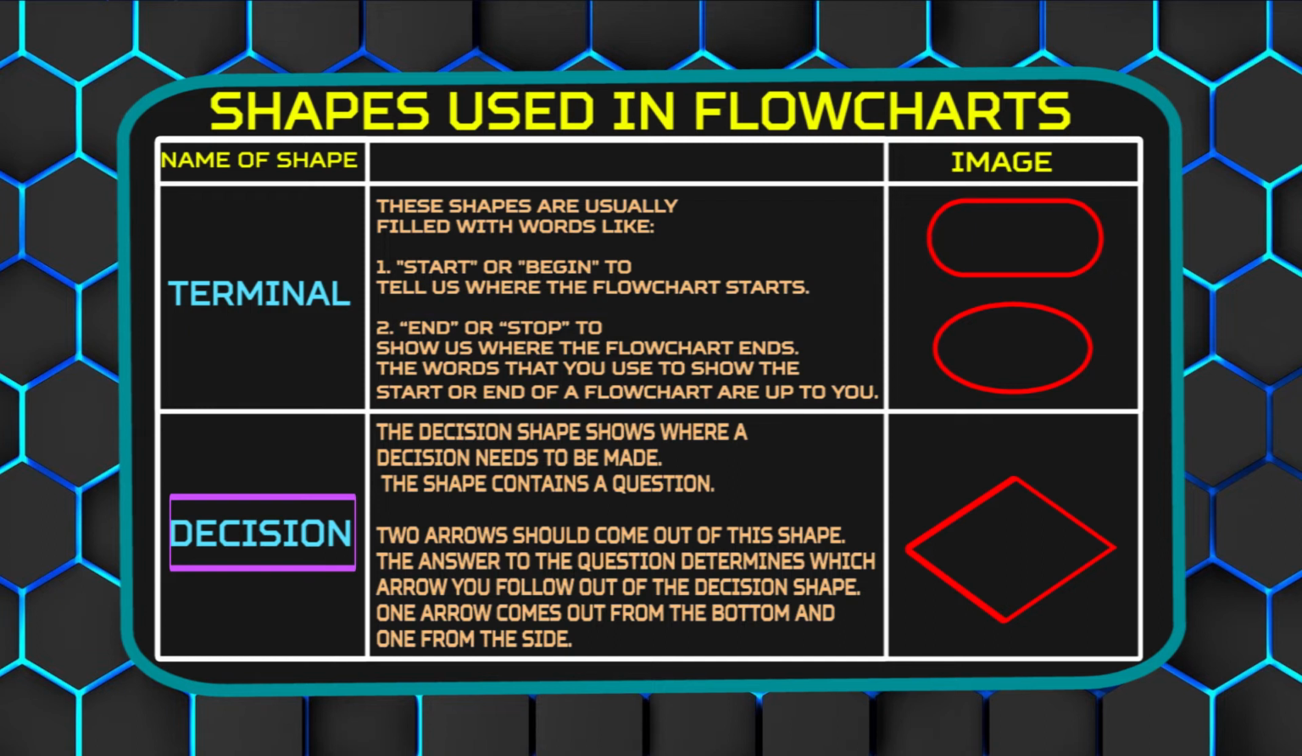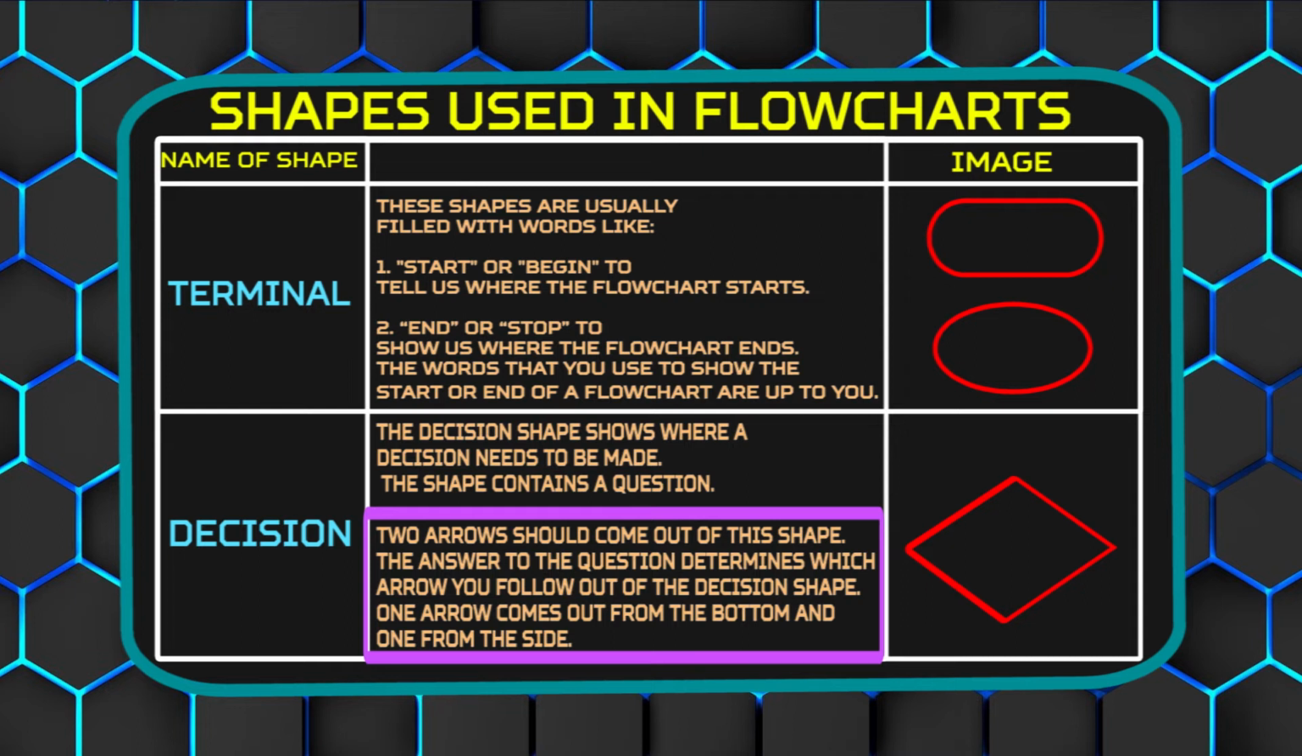We then have the decision shape. The decision shape shows where a decision needs to be made. The shape contains a question. Two arrows should come out of this shape. The answer to the question determines which arrow you follow out of the decision shape. One arrow comes out from the bottom and one from the side.